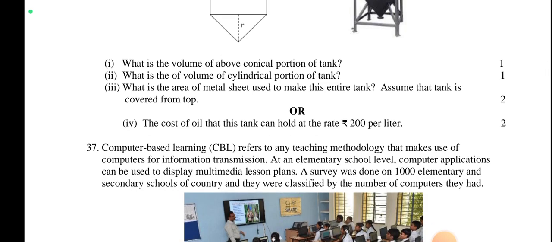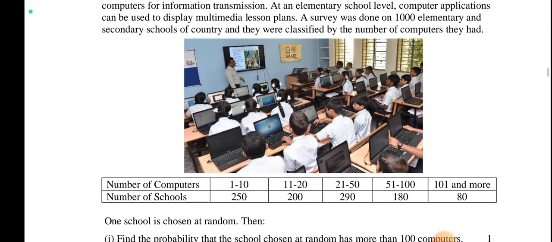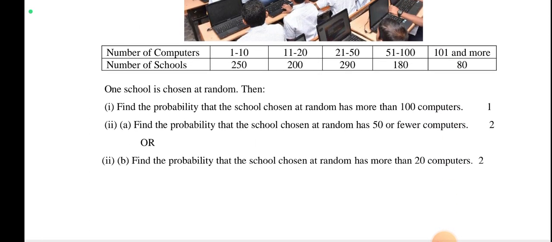Then another question asks the cost of the oil at the rate of rupees 200 per liter. Easy only. Then the 37th question, CBL, computer based learning. Nice heading actually, that I can expect. They have conducted one survey and they have that survey data, from which they are asking probability. This is actually like ninth standard probability. I think ninth probability is deleted for you, but anyway, ninth probability would be like that only.